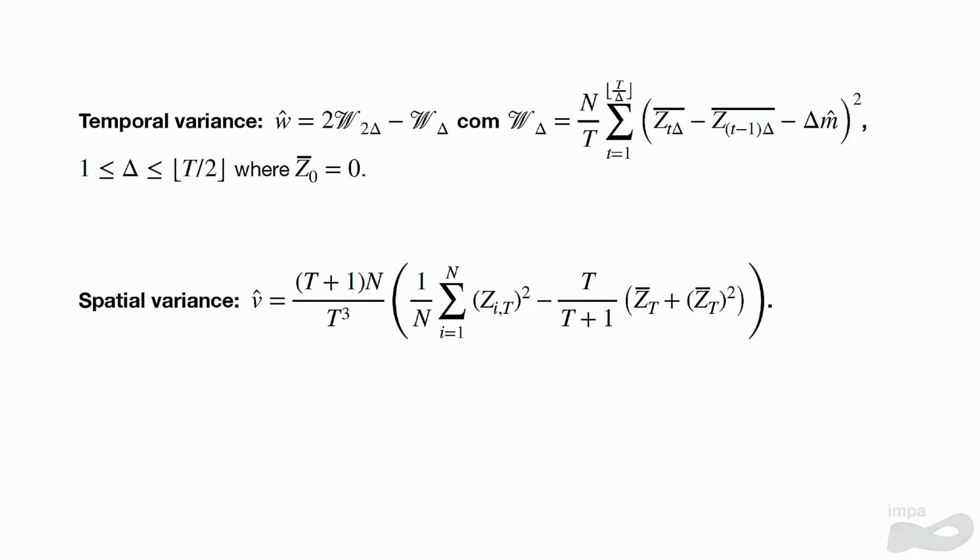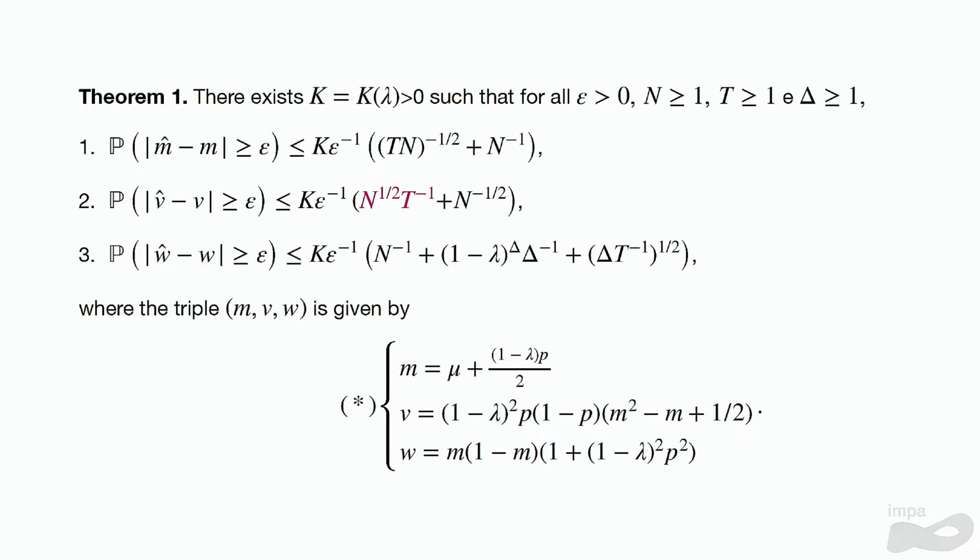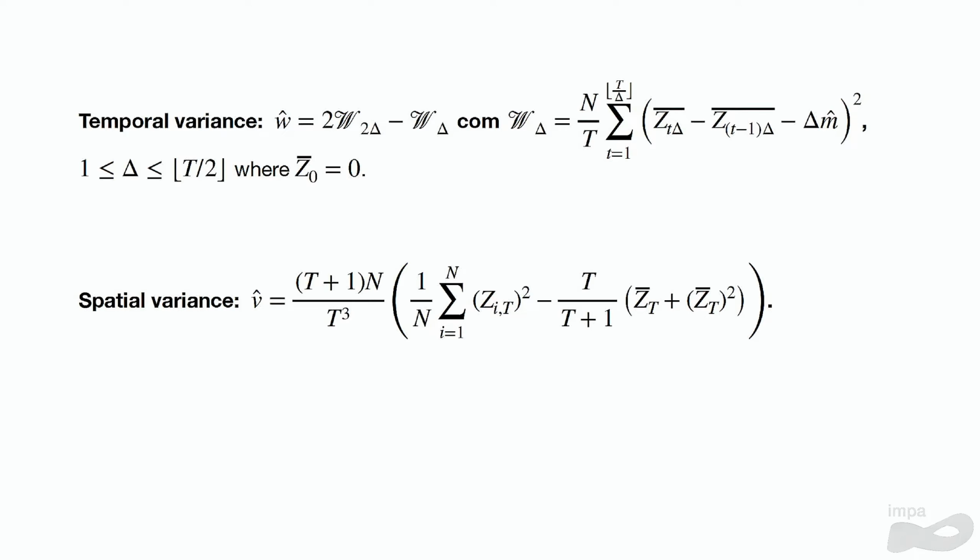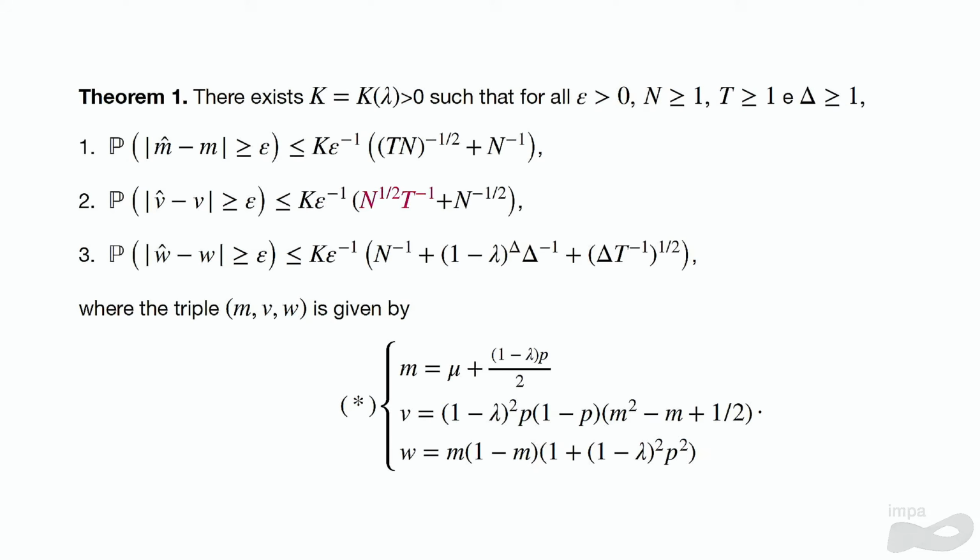So if you consider these three estimators, what we can show is the following. The first one I call m hat. The v hat is the spatial variance, and the w hat is the temporal variance. With this notation, we can prove that we can find m, v, and w, their limits, and we can show for each one of them that they converge in probability, and also we can quantify the rate at which this convergence takes place.